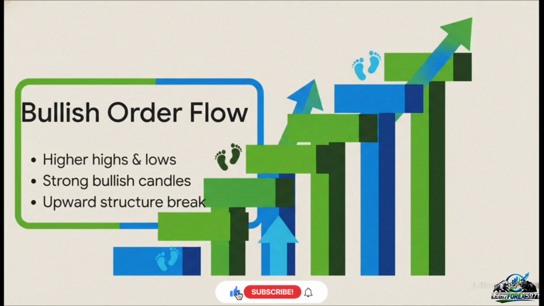Now, what's really interesting about this slide is how clear the signs are. You'll see higher highs and higher lows. You'll notice strong, aggressive bullish candles displacing the price upward, followed by very small, weak pullbacks. You'll see upward breaks of market structure, and most importantly, you'll see buyers stepping in to fiercely defend demand zones. When you see this specific list happening, you know for sure that aggressive buyers are in the driver's seat.